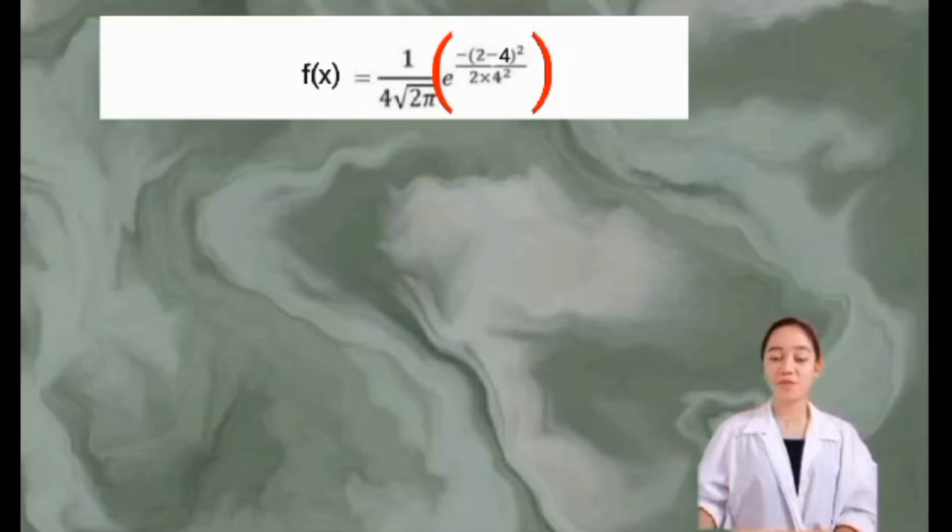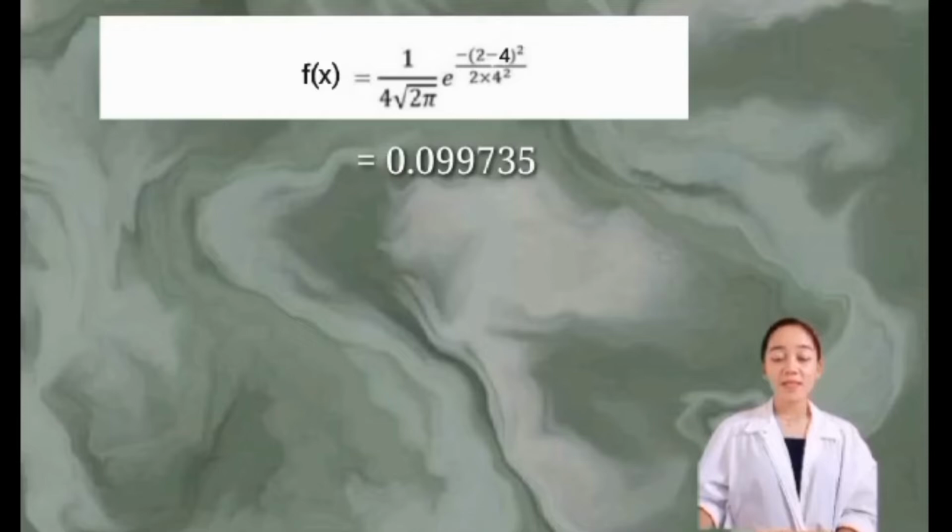And so first, we need to find the value of 1 over 4 times the square root of 2 times pi, which is equal to 0.099735. And the next is to find the value of e raised to the power of negative times the quantity of 2 minus 4 squared over 2 times the quantity of 4 squared. So, we will simplify it. Again, as I've said, same as example number 1.